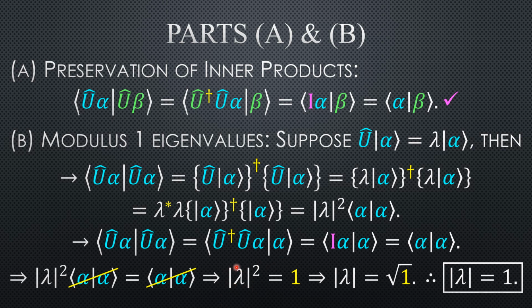Nonetheless, for the magnitude here, we could take the square root. Now we said we get modulus lambda equals square root of 1, which equals 1. So we're good to go. Part A and B were pretty quick. Part C, slight bit more work, but still not that long.